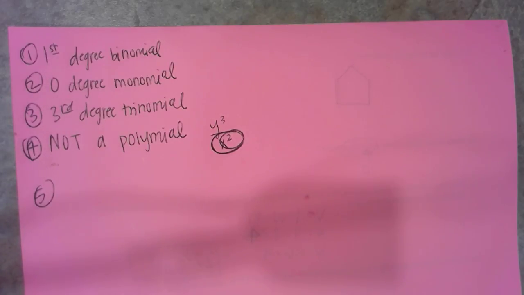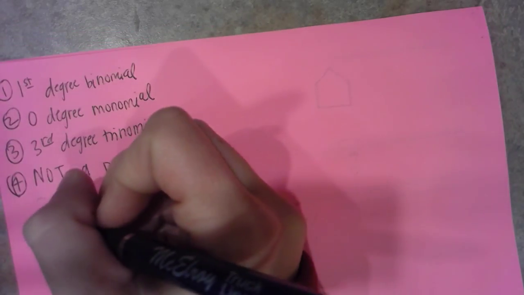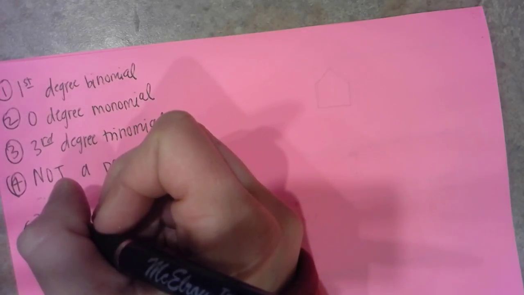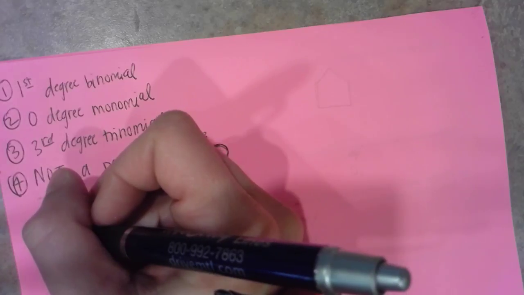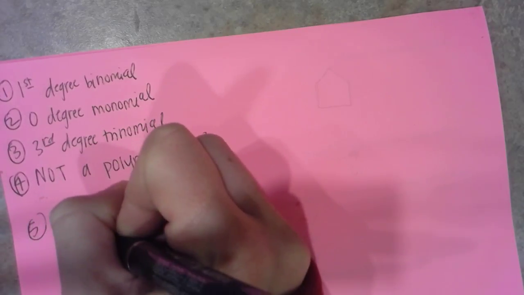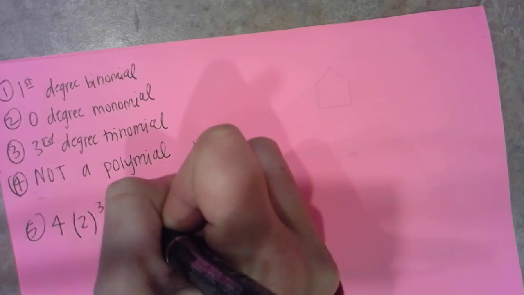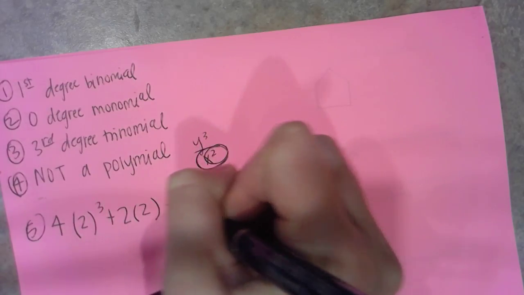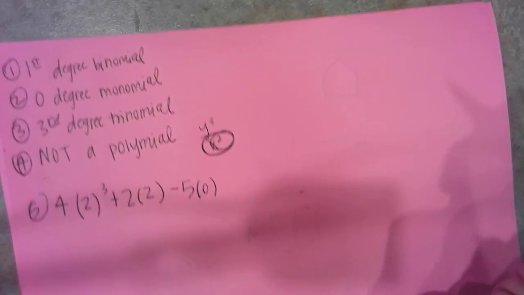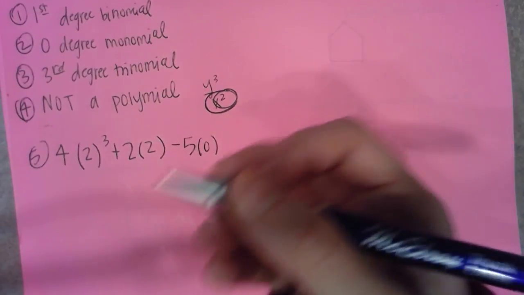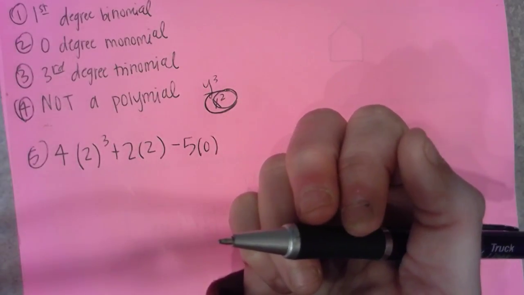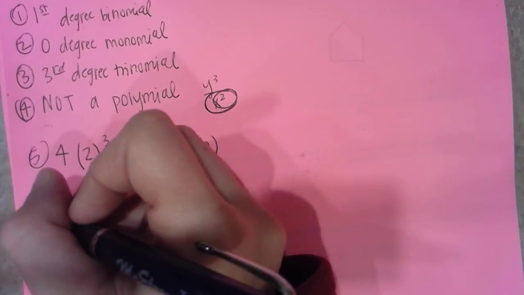Our directions are to evaluate. So these are super easy. All you have to do is make sure that you plug in the variables with parentheses. So I have 4 parentheses 2 cubed plus 2 times 2 minus 5 times 0. Put that all in your calculator just like you see it there, and you'll get the correct answer. You can do that on your own. You can do 6, 7, and 8 on your own. Just make sure that you use parentheses.